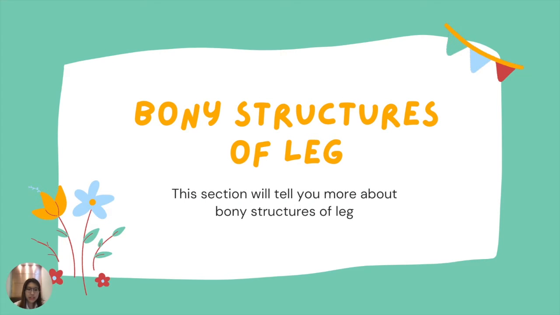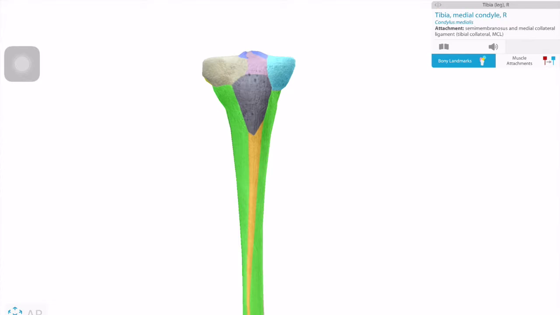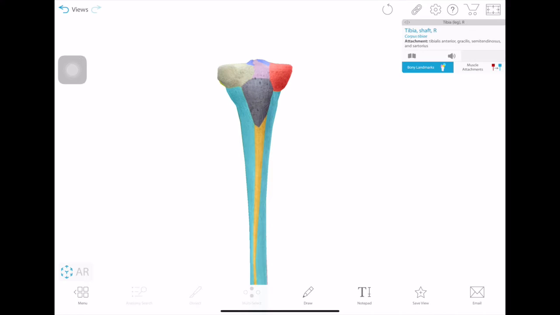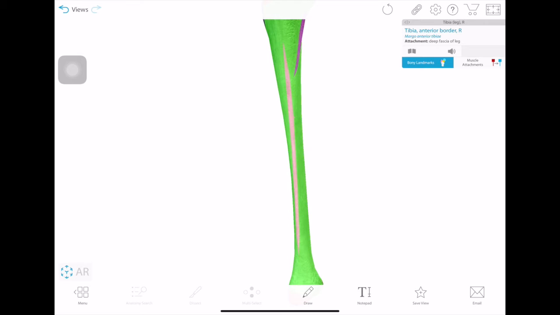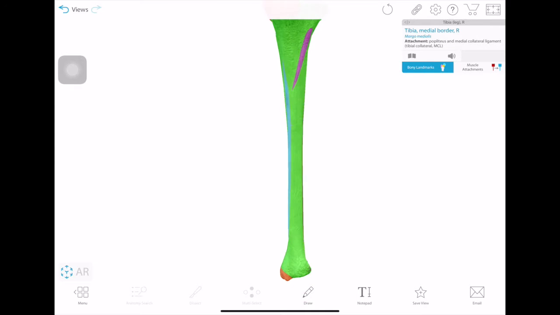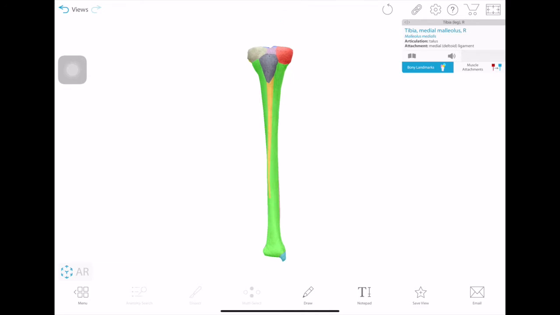So let's move on to the bony structures of the leg. In the picture here is the anterior and posterior view of the tibia and fibula. Now this is the medial condyle of the tibia and the lateral condyle of the tibia. This is the shaft of the tibia and the anterior border. As you can see, this is the shaft, again the medial border, and moving on to the soleal line of the tibia. Also, you can see the medial malleolus.